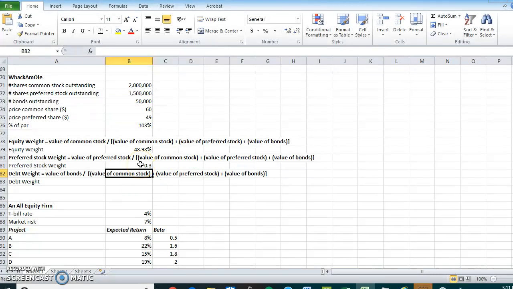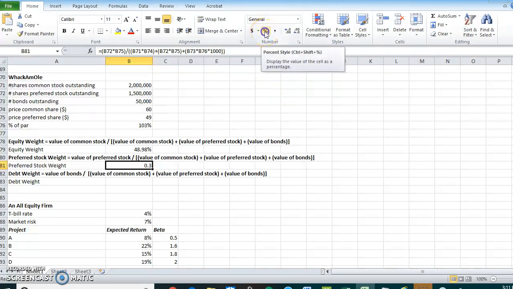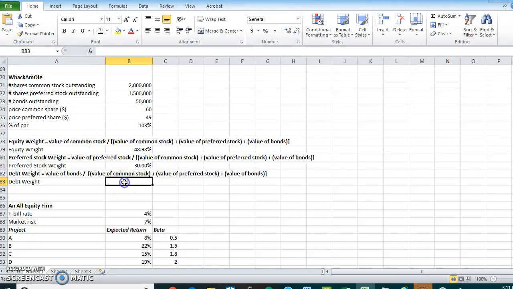And we come up with 0.3. Once again, we need a percentage, so we'll go up here to the number tab and click percent, and we want it to go to those 2 decimal places, so we'll say 1, 2. So our preferred stock weight is 30% in this scenario. Again, remember these are examples. The numbers that you have are going to be different, but the way you do them is the same.